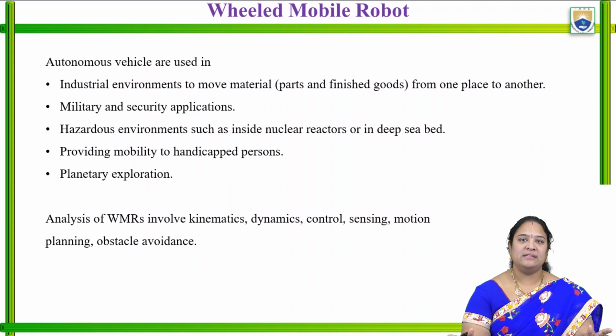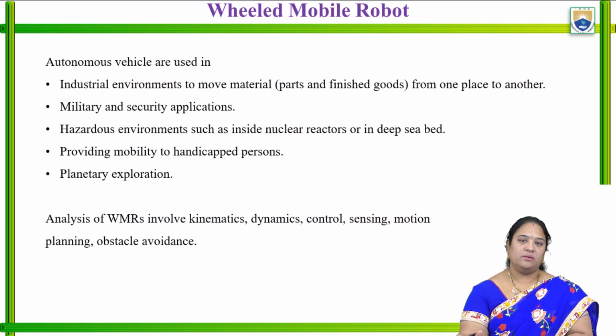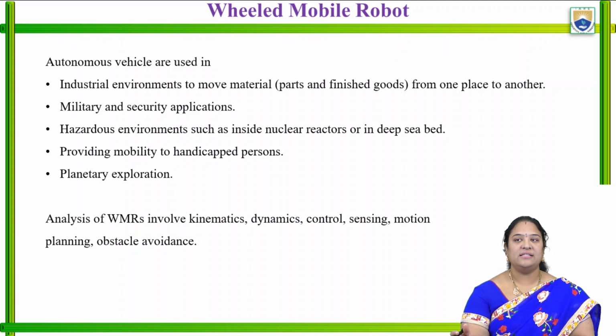Right, in the industrial environment we can use this particular type of vehicle. Other than that, we can also use this type of wheeled mobile robot in military and security applications. This we have seen in the second class of our introduction to robotics, that is, in military and security applications.